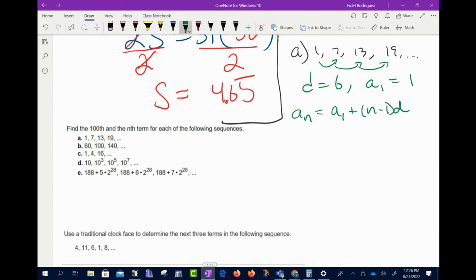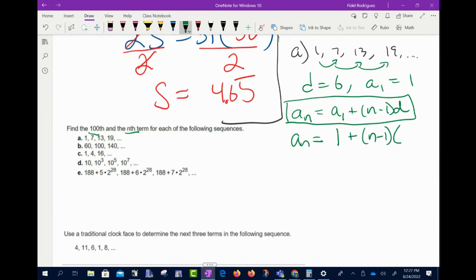So y'all, the formula that we used a little while ago looks like this. Okay. I'm just writing it down again so that you don't have to turn your papers back. All right. So now what we want to do, we're going to find both the 100th and the nth term. So guys, it's actually easier for me to find the formula first, okay? So let's find our formula. So an equals a1, which we said was 1, plus n minus 1 times the value of d, which is 6. Okay. So that's going to give me a 6n minus 6.